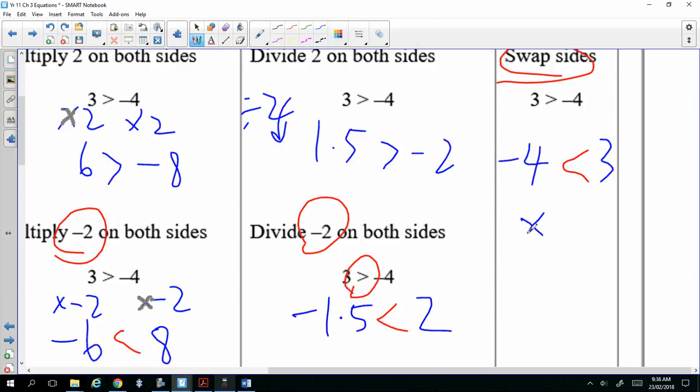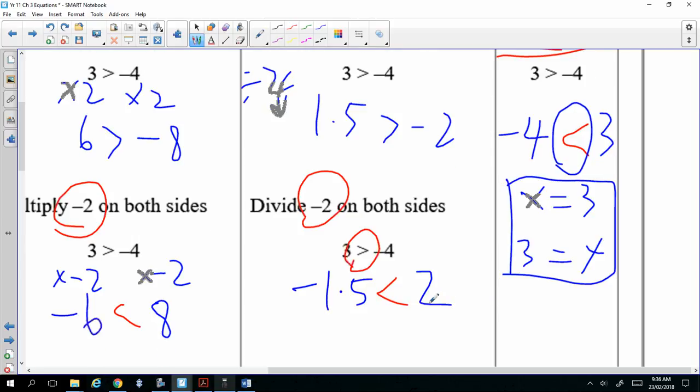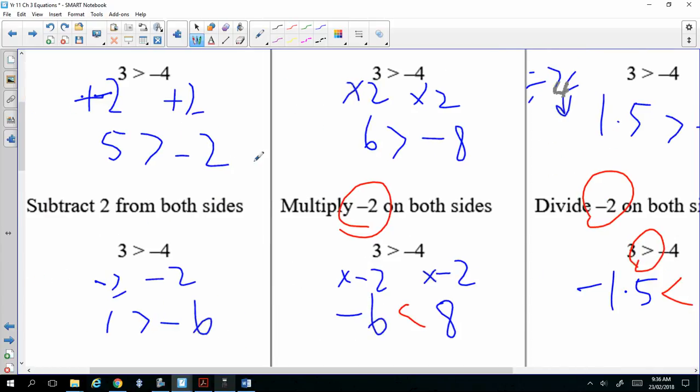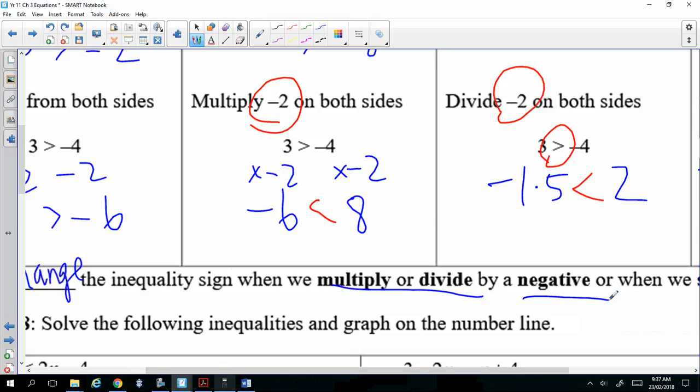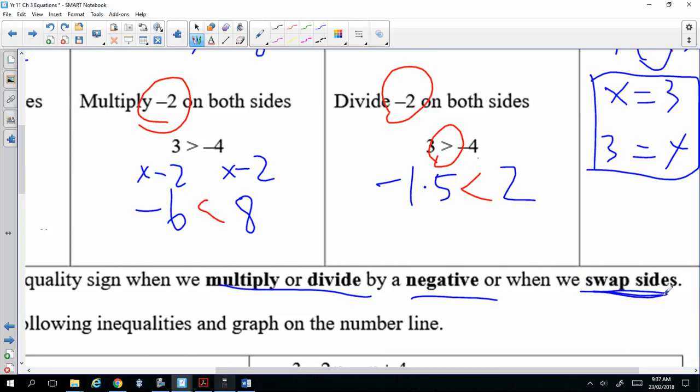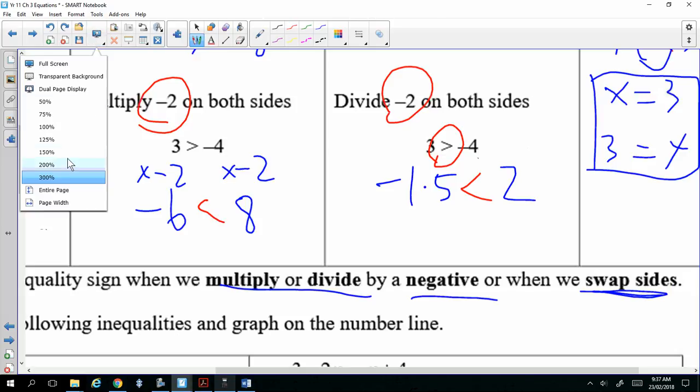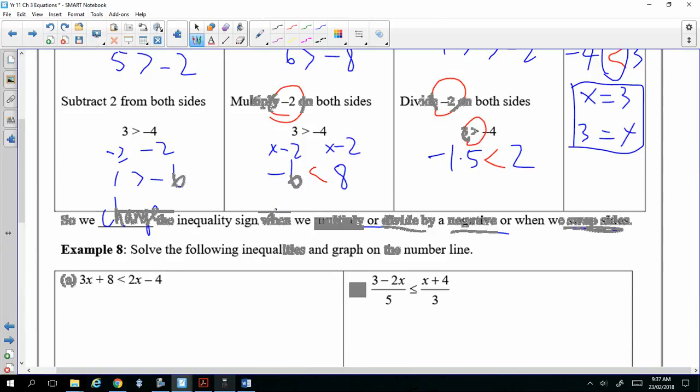Okay, good. So what we do is we're going to summarize our findings. We change the inequality sign whenever we multiply or divide by a negative number, or when we swap the sides. That's when we have to change the inequality sign. So that's what we're going to do in the next few examples, and then you can start doing the work, and over the weekend you will do 4 exercises. Alright, and then we continue.